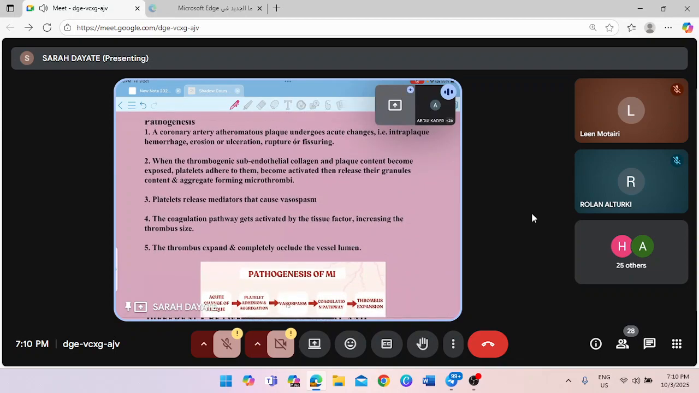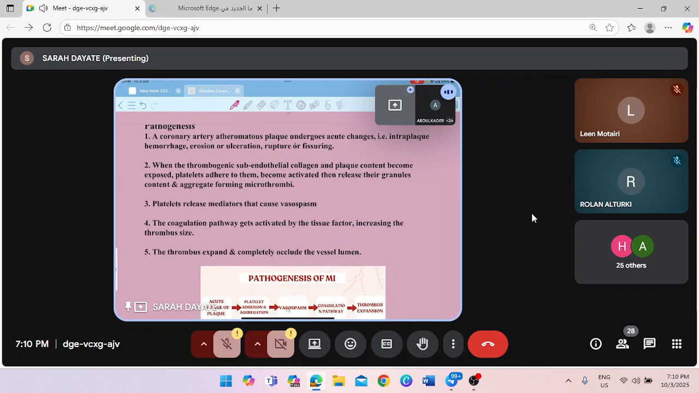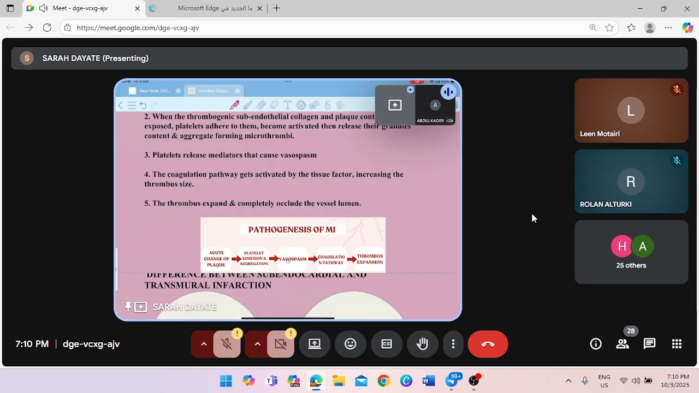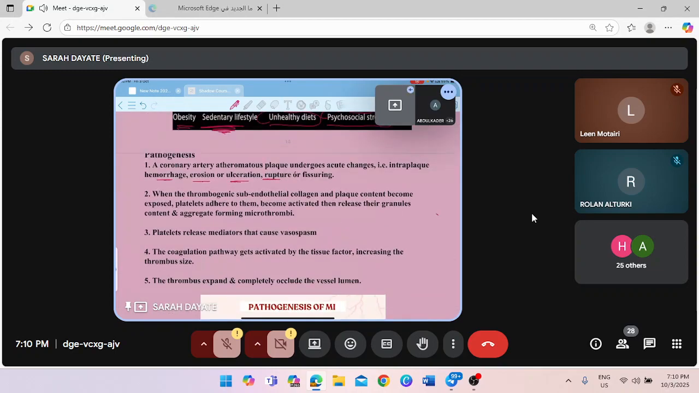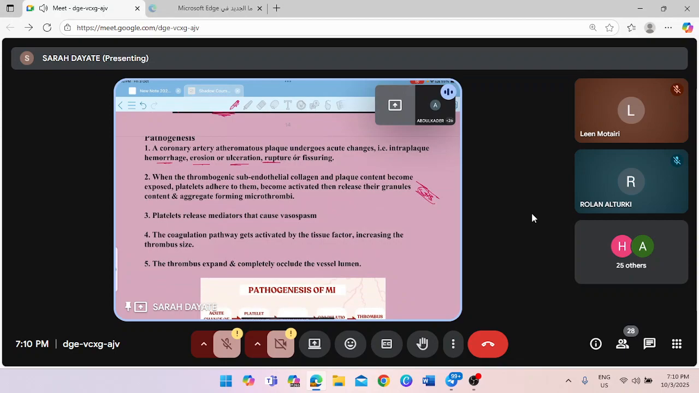Now let's see the pathogenesis of the formation of the block or the myocardial infarction. A coronary artery thrombus block undergoes acute changes like hemorrhage, erosion, ulceration, rupture, or fissuring. So the block itself is not stable, so it will be eroded. The blood will come out. When the thrombogenic subendothelial collagen and blood content become exposed, meaning when the blood comes out, the body will interpret this as any injury, and normally when we have an injury in our body, the body will try to heal it.